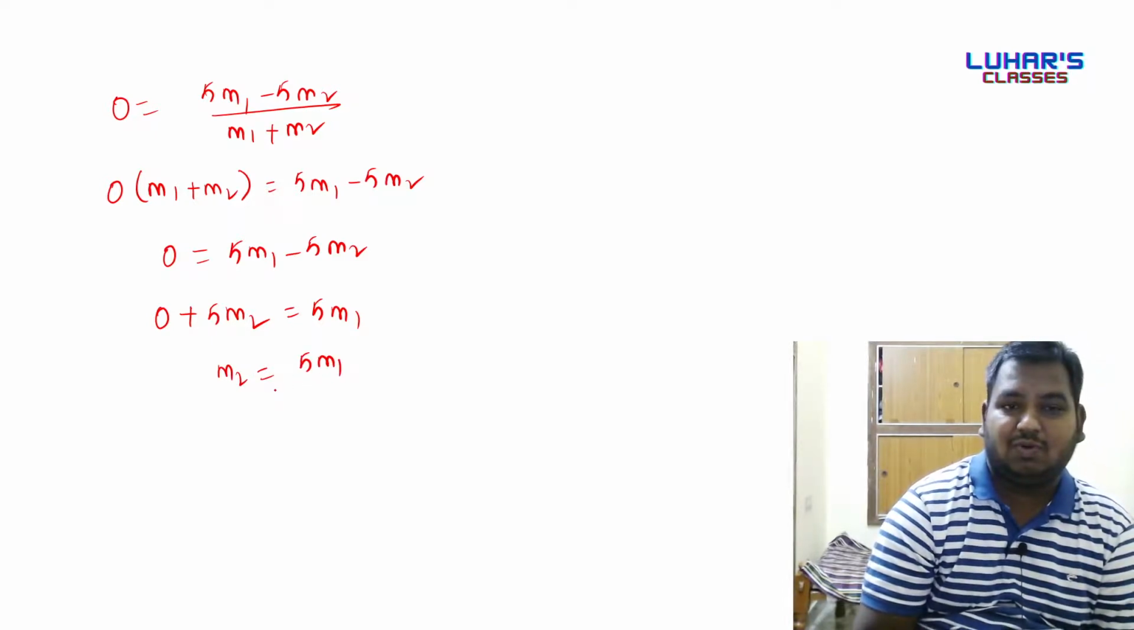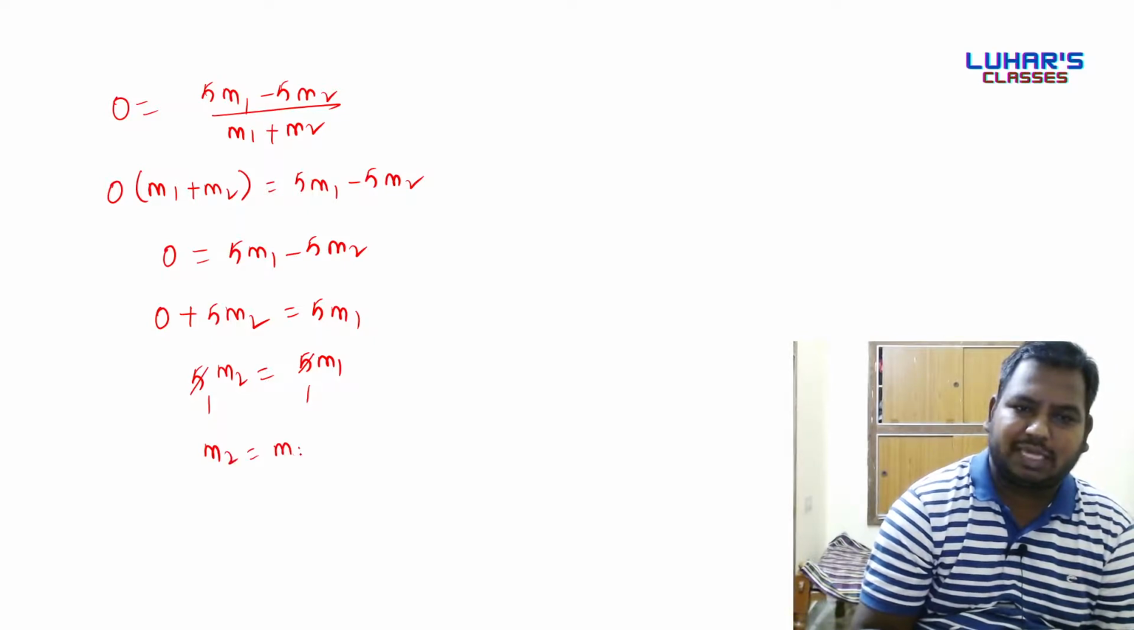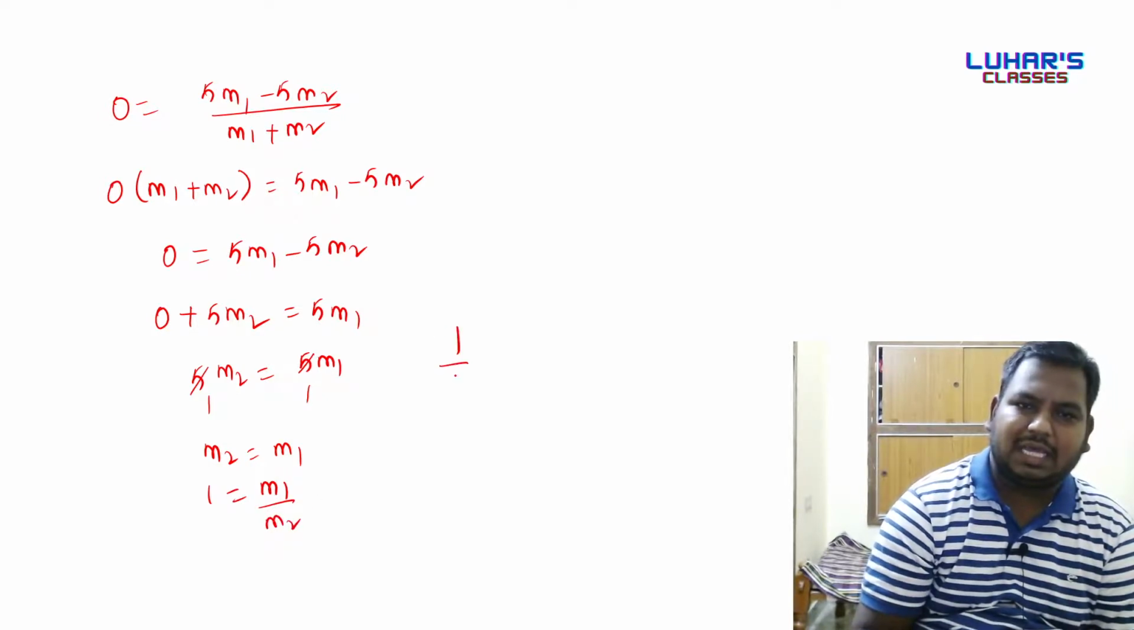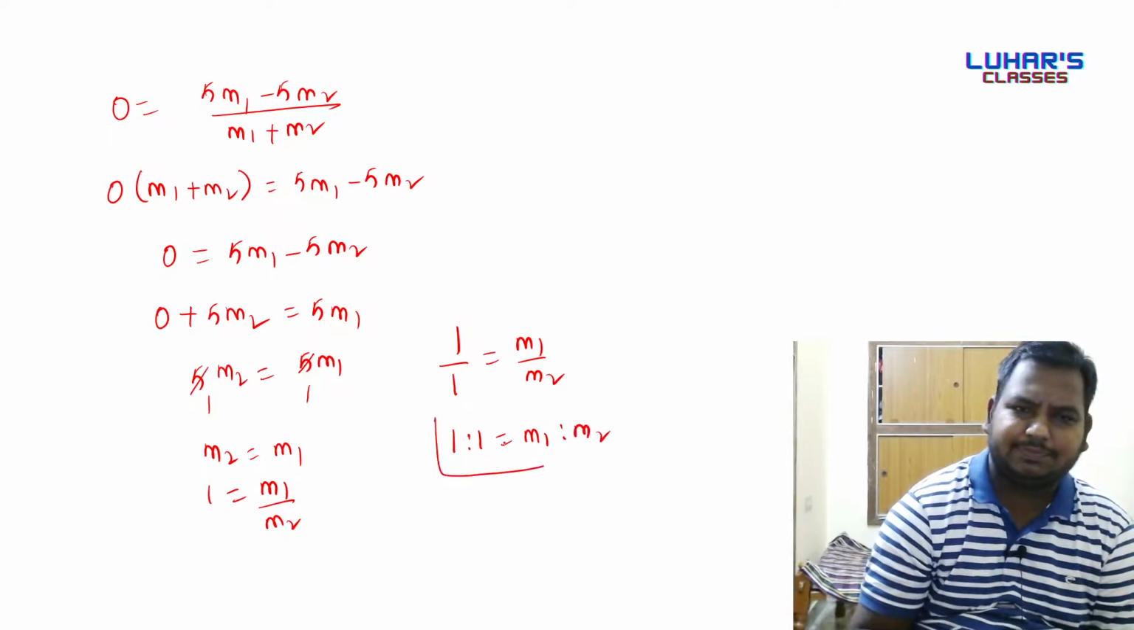Oh, wait, I'll do something here. So 5 ones are 5. We'll have m2 is equal to m1, so we'll have 1 is equal to m1 by m2. So we'll have 1 by 1 is equal to m1 by m2. We are going to have 1 is to 1 is equal to m1 is to m2. Okay, done.